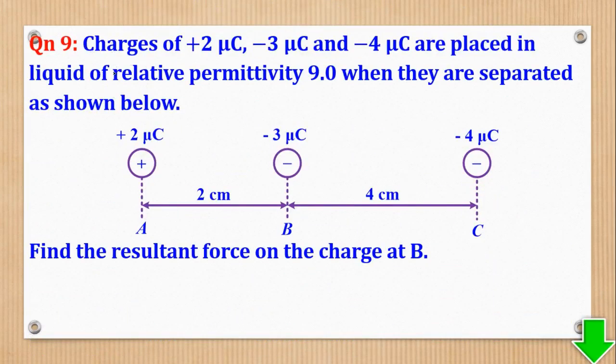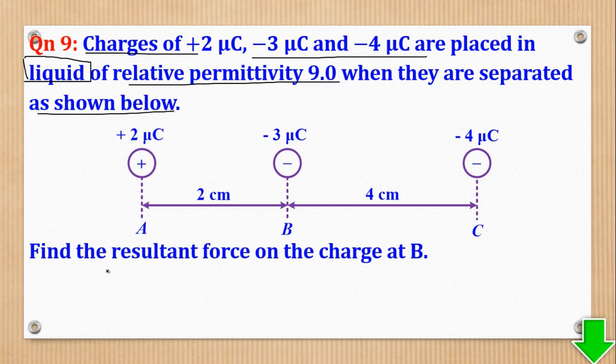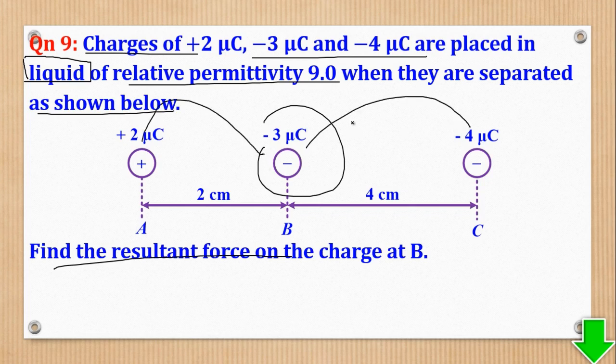Question 9 says, charges this and this are placed in liquid. Note this word liquid. So it is no longer air, it is no longer vacuum, it is no longer free space, but it is now liquid, of relative permittivity 9.0 when they are separated as shown below. Find the resultant force on the charge at B. So the force on charge at B is due to charge at A and also due to charge at C.